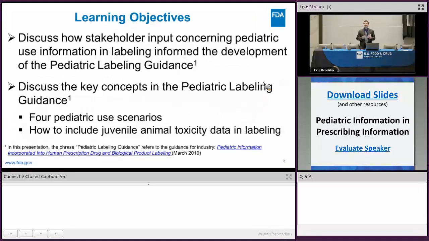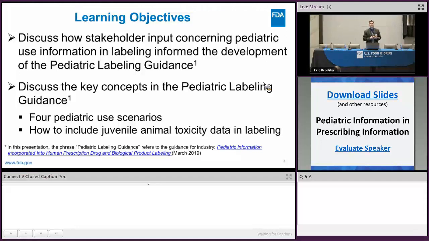So this presentation is a discussion of the final guidance named Pediatric Information Incorporated into Human Prescription Drug and Biological Products. The guidance was finalized in March of this year, 2019. During this presentation, I will refer to it as the Pediatric Labeling Guidance. For the bulk of the presentation, I will discuss four pediatric use situations discussed in the guidance. Additionally, I will discuss when and how to incorporate data from juvenile animal studies into labeling.